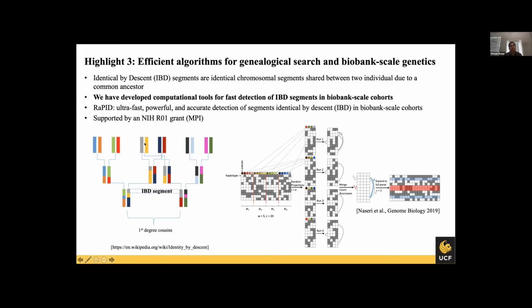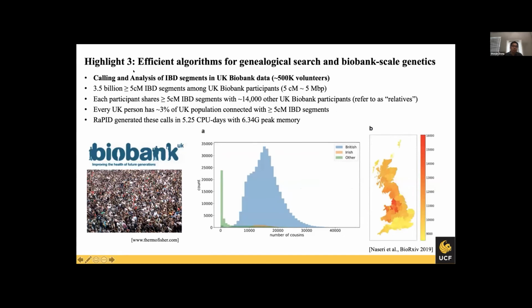Basically, these are identical chromosomal segments shared between 2 individuals due to their common ancestors. We have developed a few computing tools for fast detection of IBD segments in biobank scale cohorts. This figure shows one of the tools called RAPID, which was published last year in Genome Biology. To use RAPID, we call all the IBDs and analyze them in the UK Biobank data.